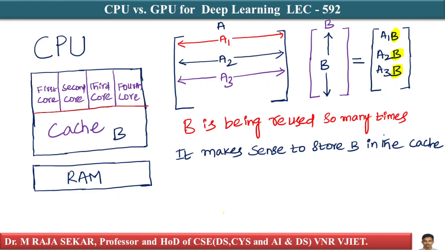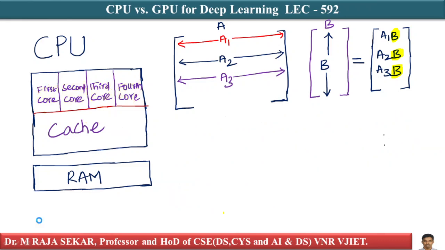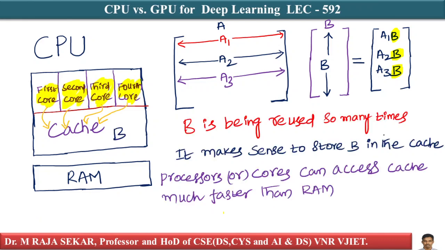Cache is also memory, literally. Since this cache memory is on the same chip as the CPU, the processors or the cores can access it much faster than RAM. So whatever you are reusing more and more, you typically tend to store in cache. This is how it works.